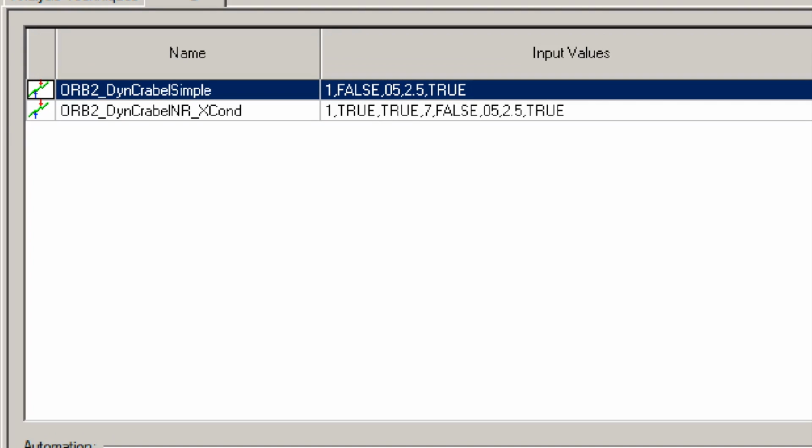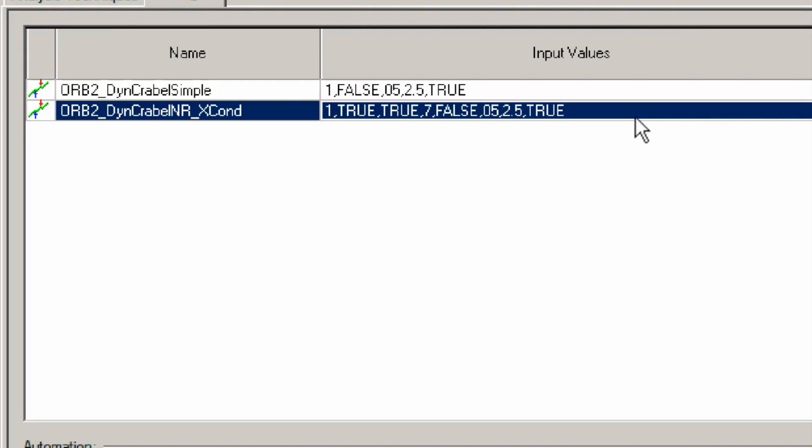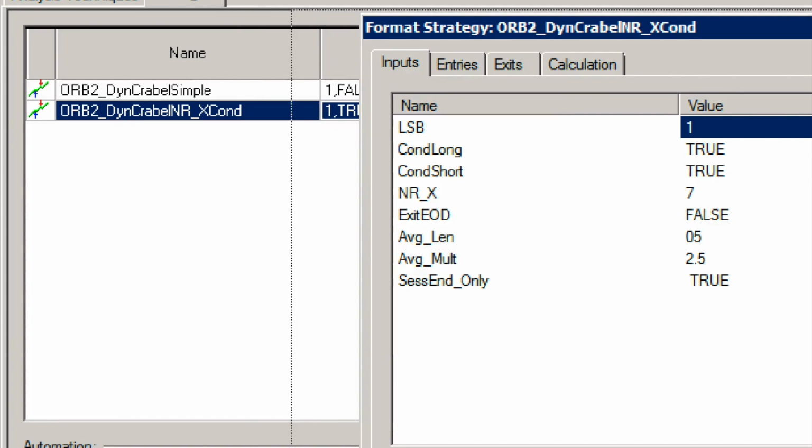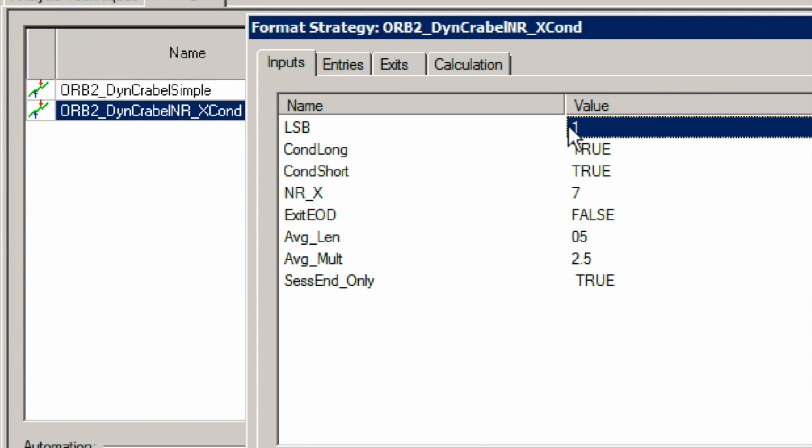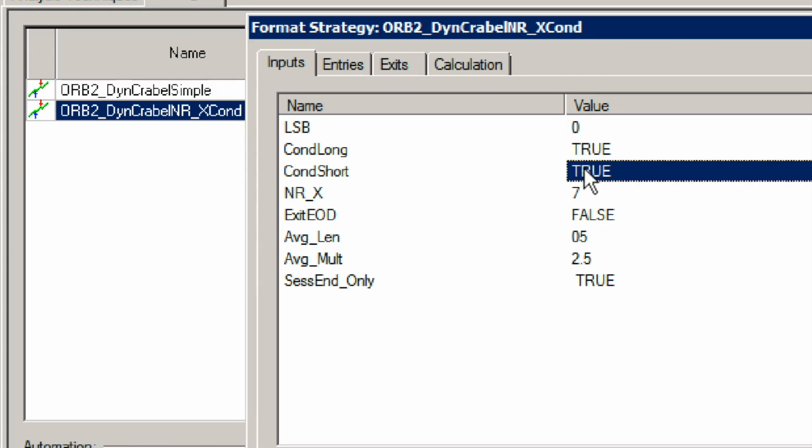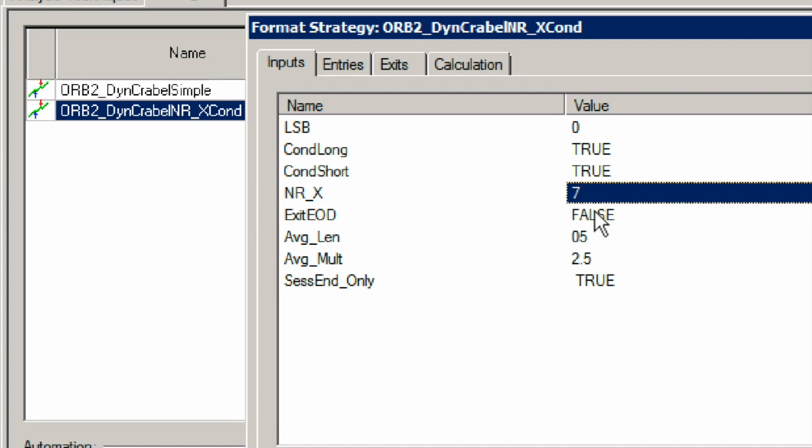So let's turn off the simple and look at the inputs. We want to go long and short, so we'll change this to a 0. We're not going to mess with these custom conditions for right now. What we're interested in is the narrow range. So we have a 7 in there now as a default. We'll look at that first.